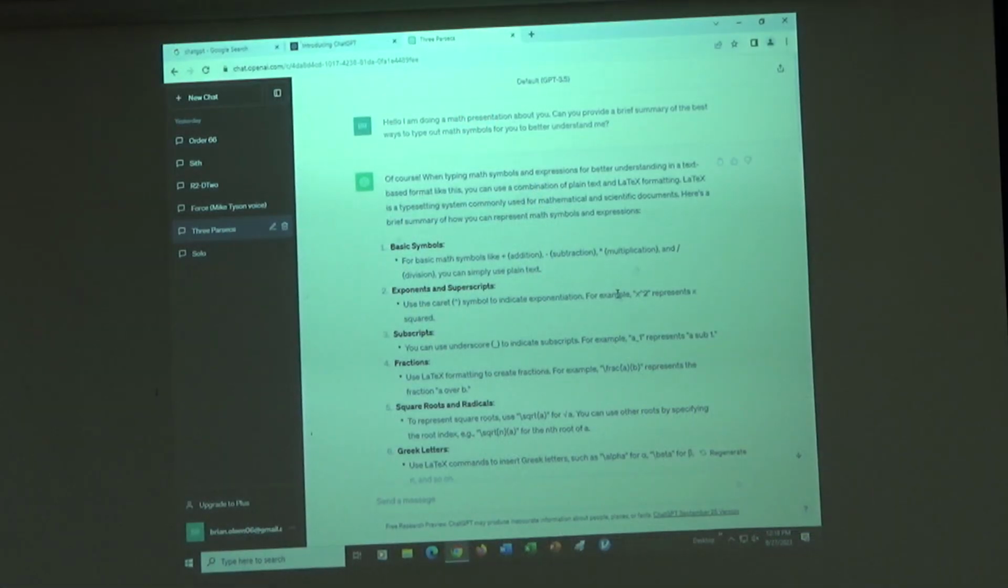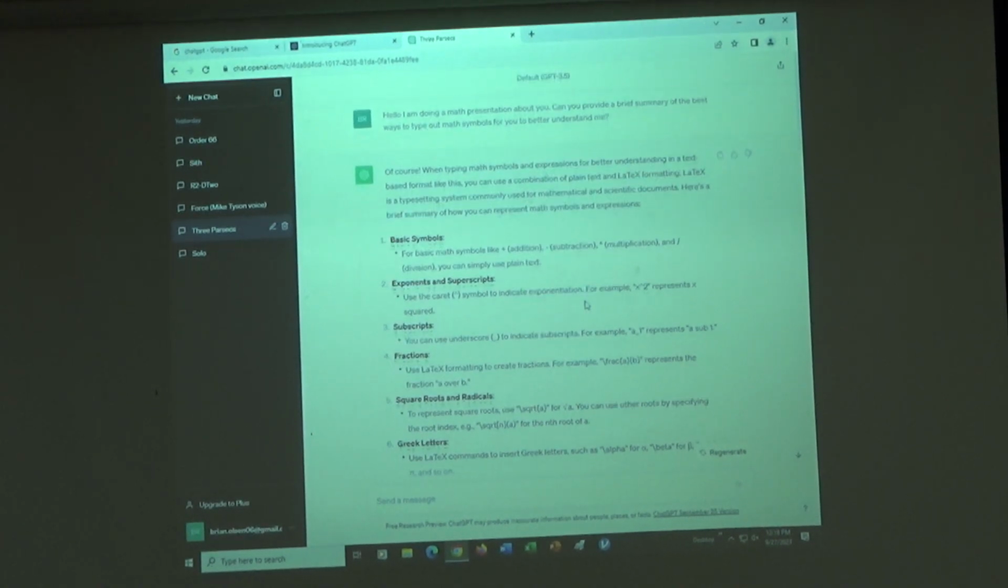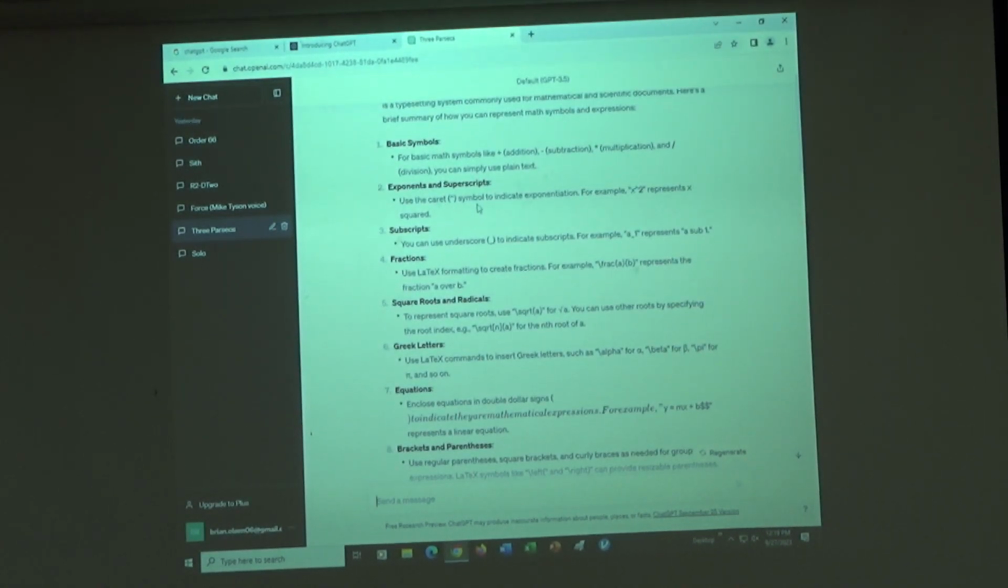So here I was asking it, what are the best ways to type out the symbols so that ChatGPT will understand what you're asking? Basic symbols: addition, subtraction, multiplication, division. I think everybody kind of knows those keys on your keyboard or your calculator. Again, for the exponent, you'll use the caret symbol to get your exponent up there.